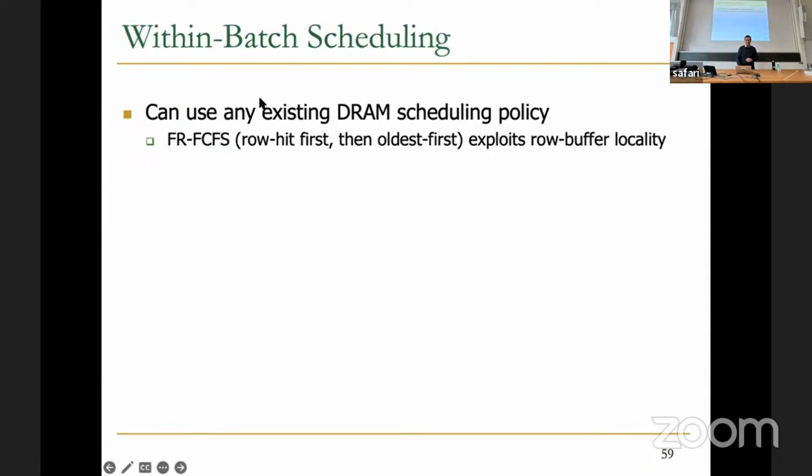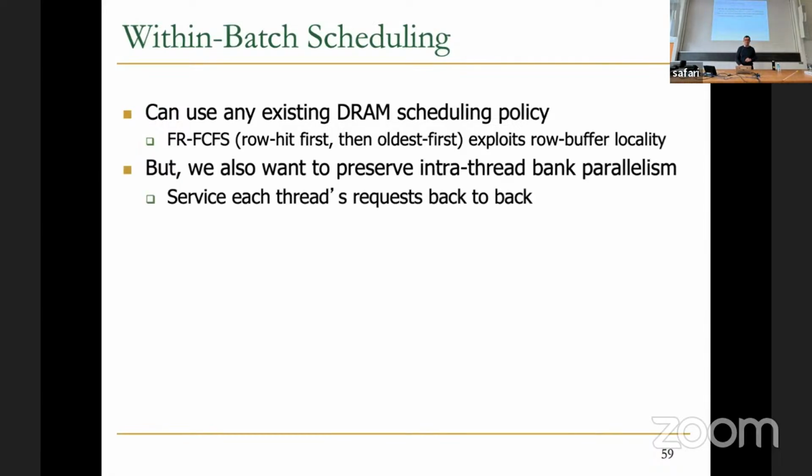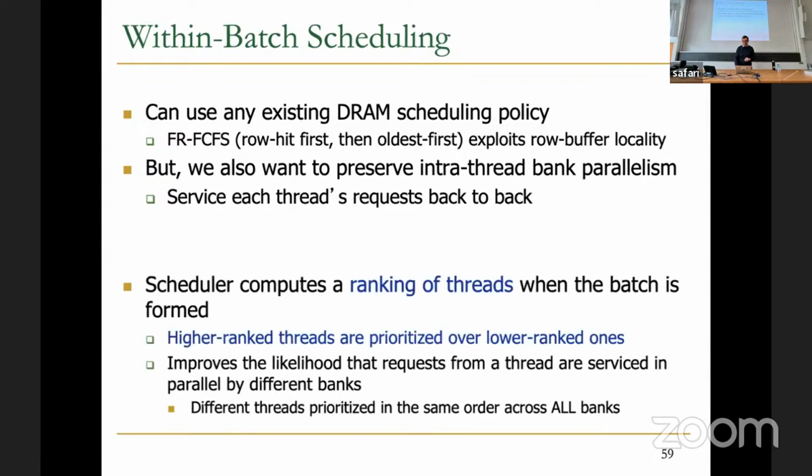Within-batch scheduling, you can use any existing DRAM scheduling policy, actually. You can use FR-FCFS, which exploits row buffer locality. And the paper shows that you improve performance and fairness even if you use FR-FCFS, but that's not the best policy. We also want to preserve intra-thread bank parallelism, as we have seen. If a thread has parallel requests to different banks, we want to service each thread's requests back to back.